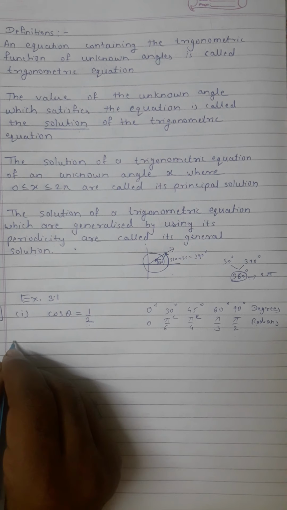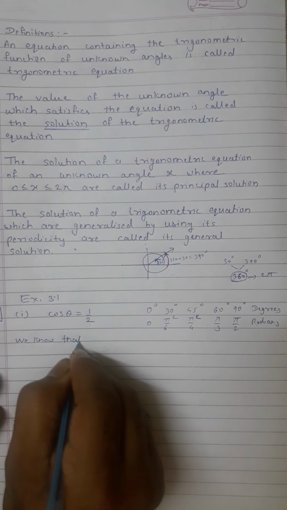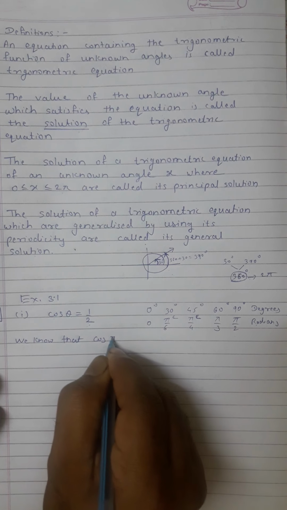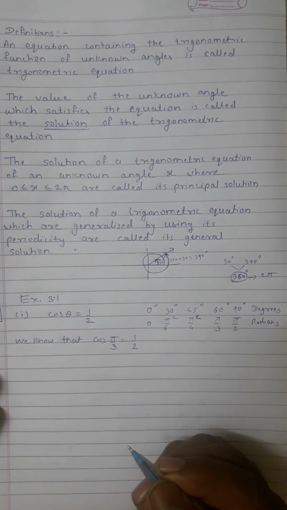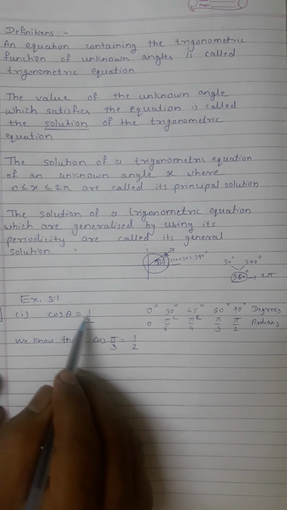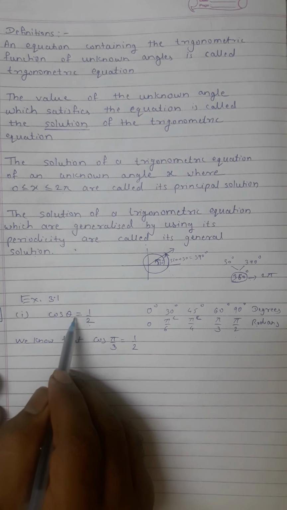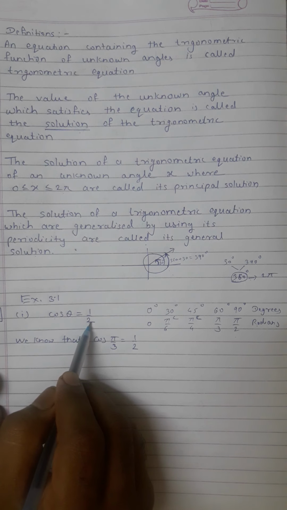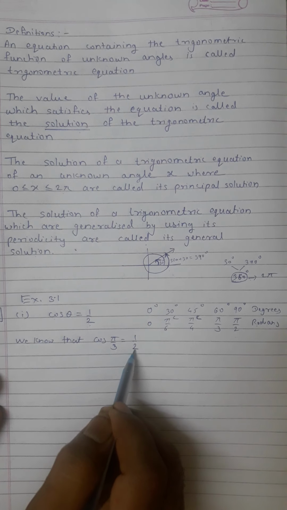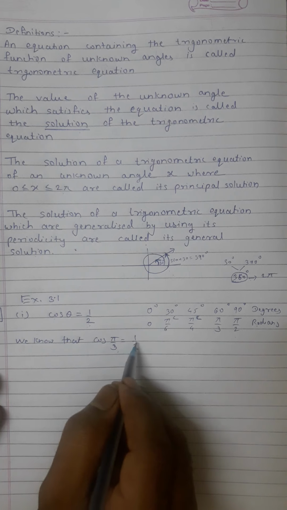Now we know that cos of pi by 3 is equal to 1 by 2. We are given cos theta is equal to 1 by 2. For what angle is the value of cos equal to 1 by 2? That we know very well: the angle 60 degrees. Cos 60 is 1 by 2; this we have seen from 10th standard. So cos pi by 3, that is cos 60, is 1 by 2.